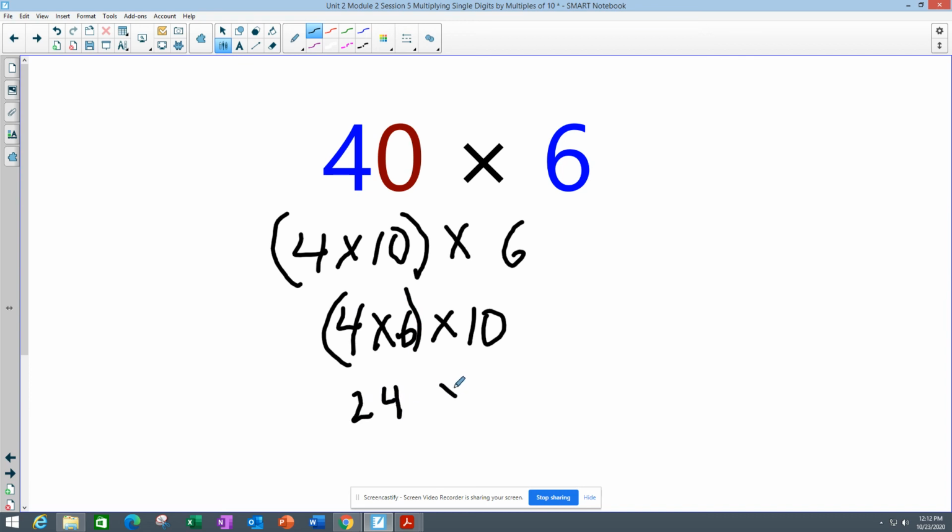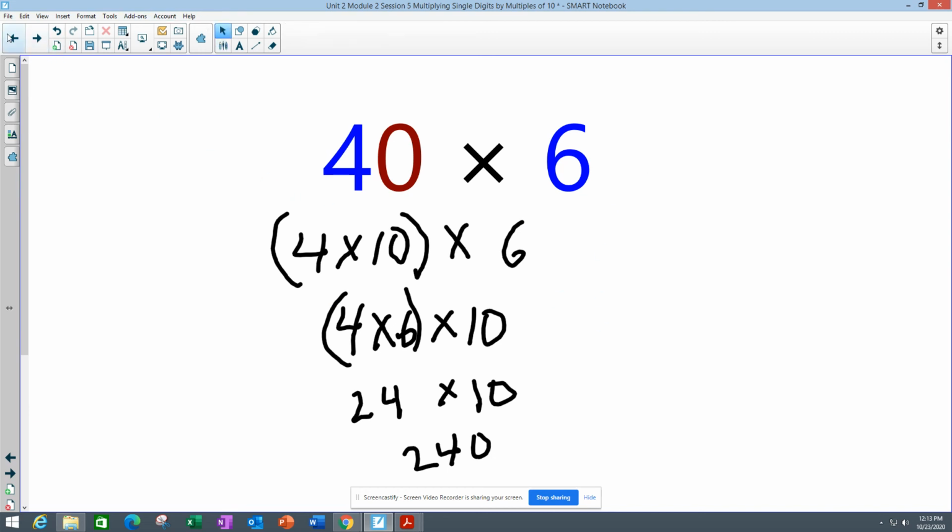Rewrite it. And now here's back to my 10 facts, which you guys are getting pretty good at. You just move it over one, so that's 240. Some people will say just put the 0 on the end. But by putting the 0 on the end, you're really shifting that 24 over into the tens and the hundreds placeholder. So this definitely is your answer.